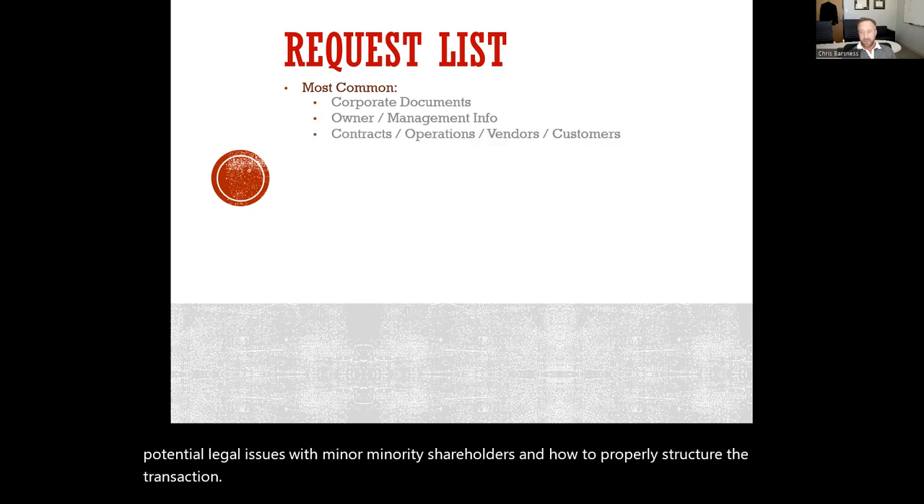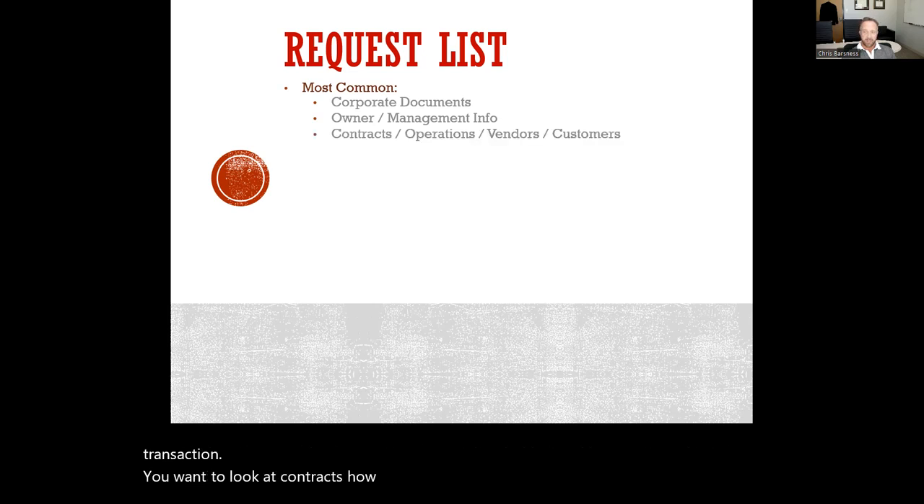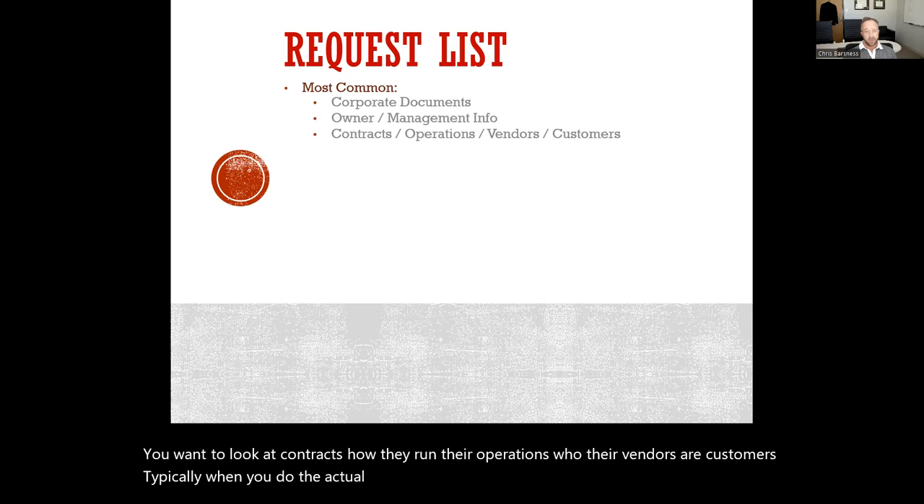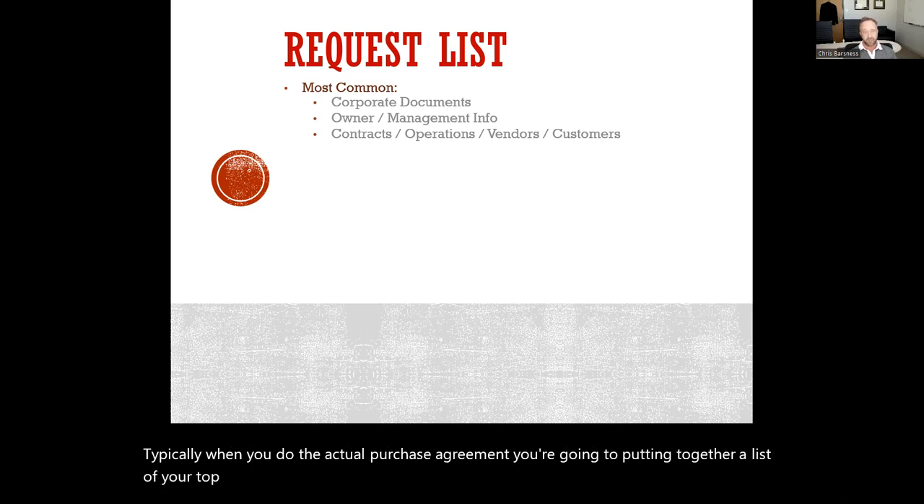You want to look at contracts, how they run their operations, who their vendors are, customers. Typically, when you do the actual purchase agreement, you're going to be putting together a list of your top vendors, top customers, larger contracts. Buyers are going to want to know what those are, if they're being assigned over.